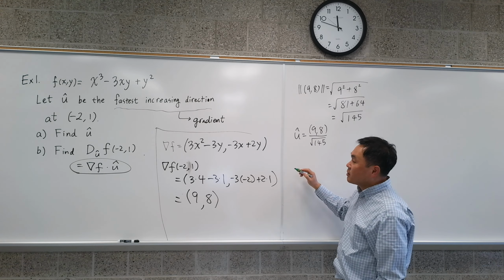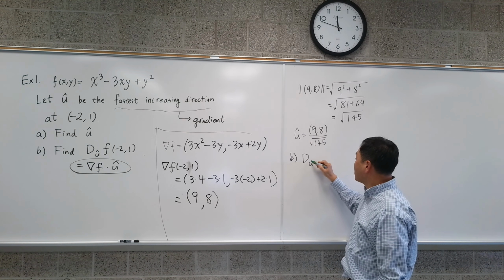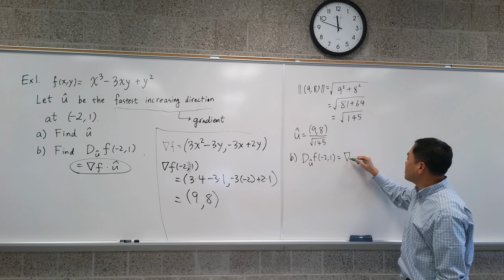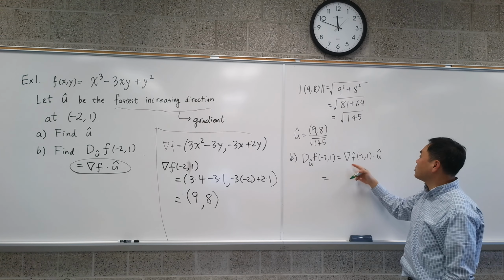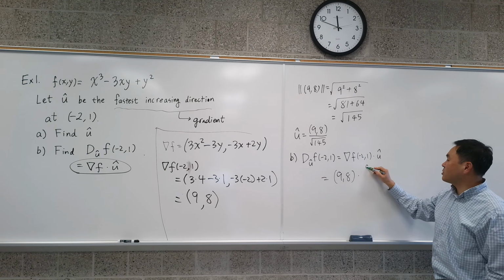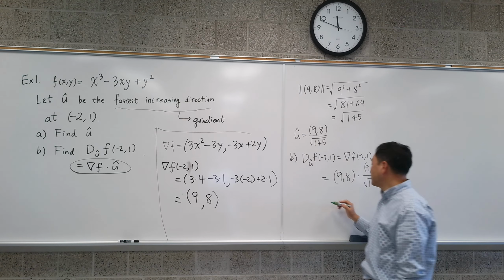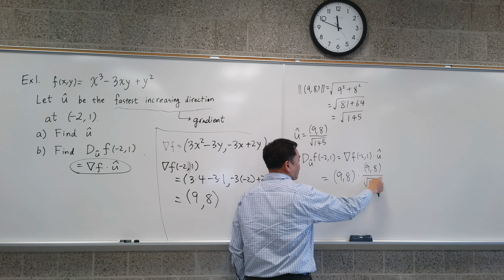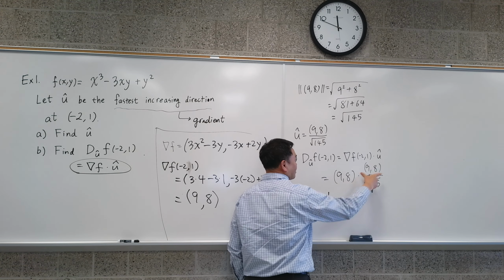Okay, and then the second one is the directional derivative of f at (-2, 1), which is the gradient of f at (-2, 1) dotted with u hat. And we know that this one is over there, (9, 8), dotted with (9, 8) over the square root of 145. Dot product means component-wise multiplication. Any scalar, you can bring it outside. So we're just doing this dotted with that.